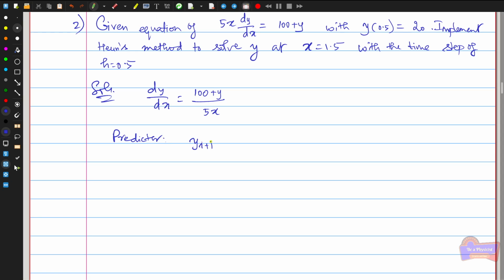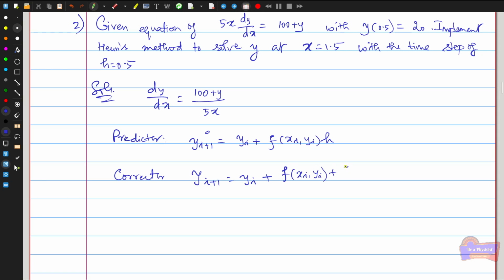We know the predictor equation is y of i plus 1 of 0, which is equal to y of i plus f of xi comma yi times h. Similarly, the corrector equation is y of i plus 1, which is equal to y of i plus [f of xi comma yi plus f of xi plus 1 comma yi plus 1 of 0] divided by 2, times h.